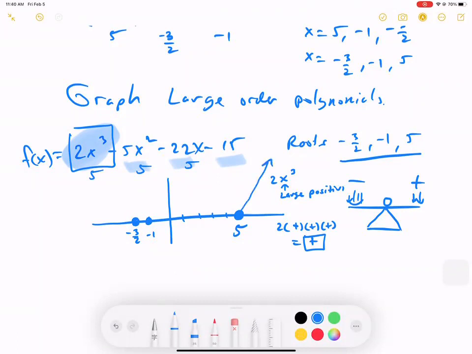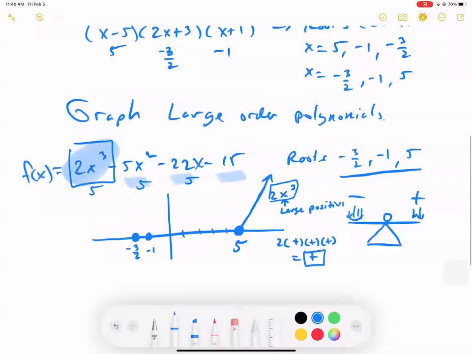There's no return. There's no coming home. You've left the nest. Don't come back. I can guarantee you with 100% certainty that after 5, we are going to be positive and we will never come back and dip back down. Let's look at why I can guarantee that. First, we said that after 5, after my 0, we have the biggest bully here.